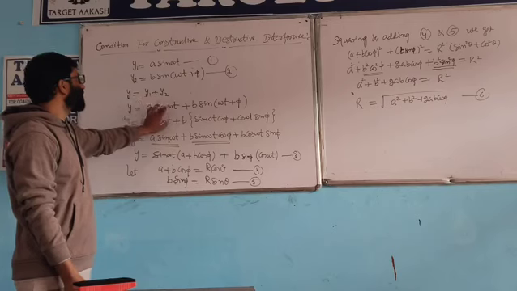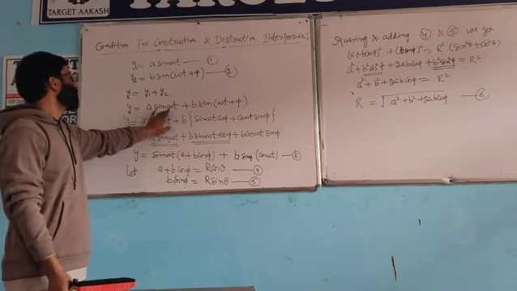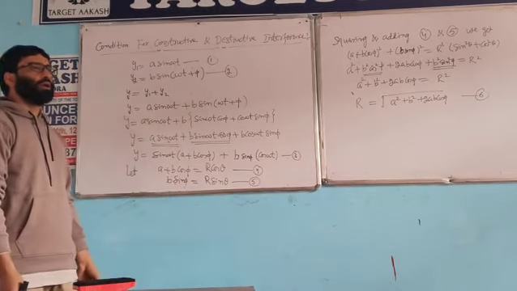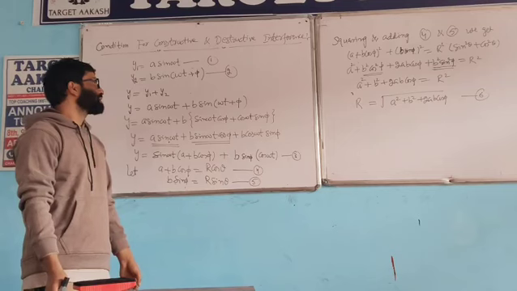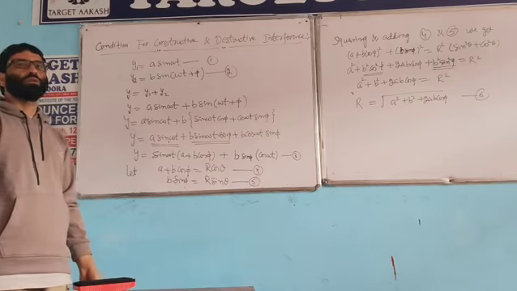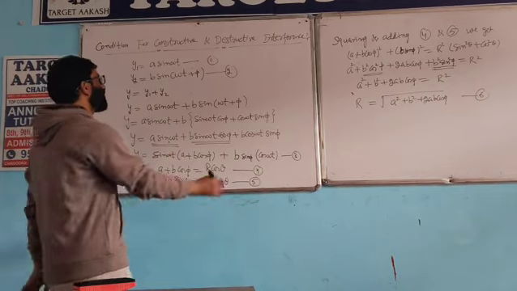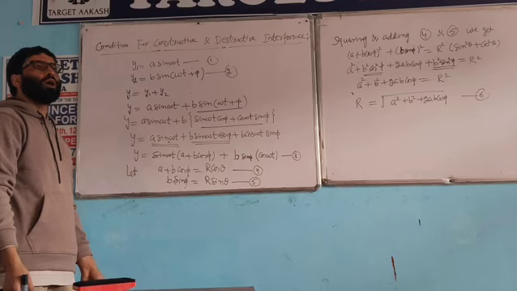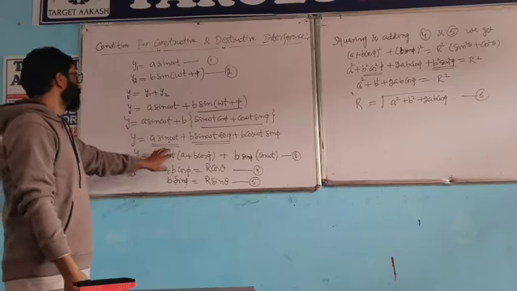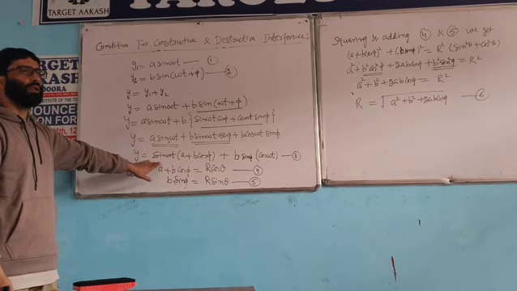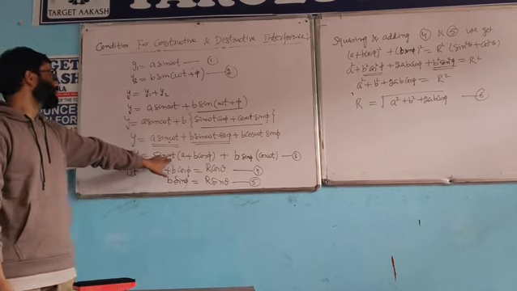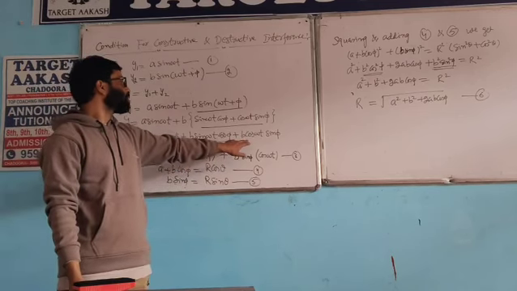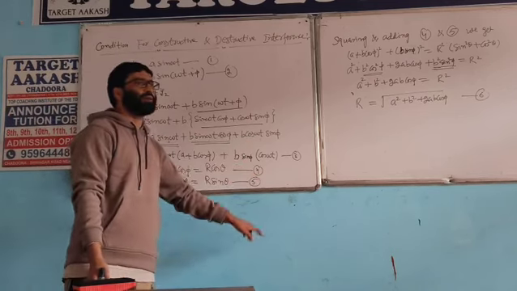Just insert the values of y1 and y2 here. You get a sine omega t plus b sine of omega t plus phi. As you know, you are acquainted with the formula sine of a plus b, that is sine a cos b plus cos a sine b. Just expand this term and rearrange the terms. Take sine omega t common, and within the brackets you find a plus b cos phi. And when you take cos omega t, you get b sine phi.